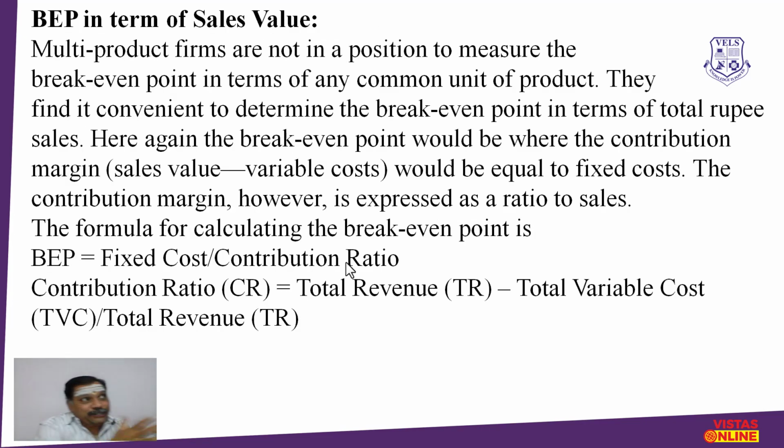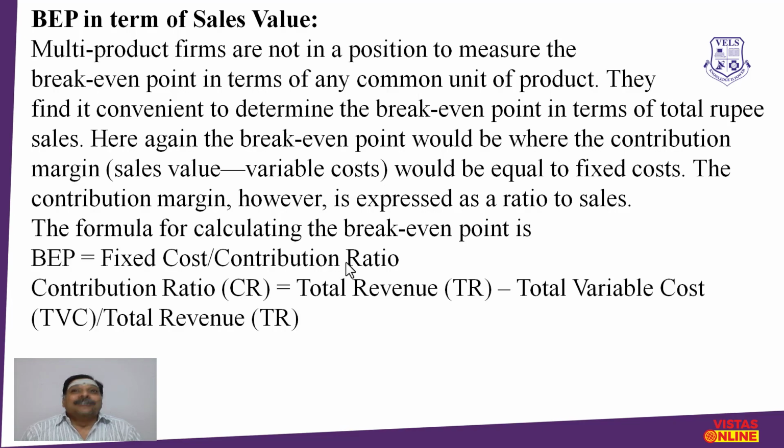Now we have completed the physical unit. Now we will come to the break-even point in terms of sales value. Suppose the business firm is a multi-product firm and it is not possible to measure the break-even point with one particular unit of product, because many different types of products are there. So we should have an advanced level of knowledge in order to find the break-even point. It is convenient to determine the break-even point in terms of total rupees in sales. The first one is in physical units, if it is a single product. For multi-product, it is not possible to use that particular method.